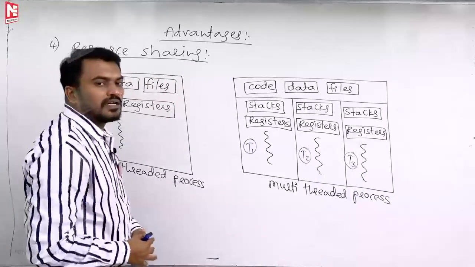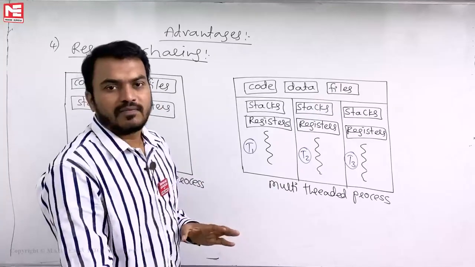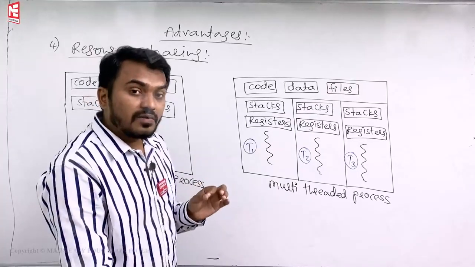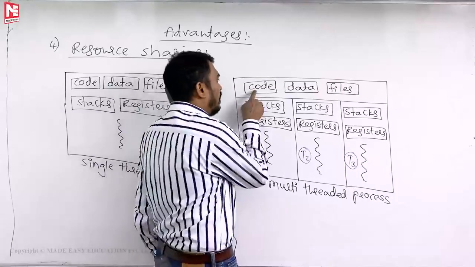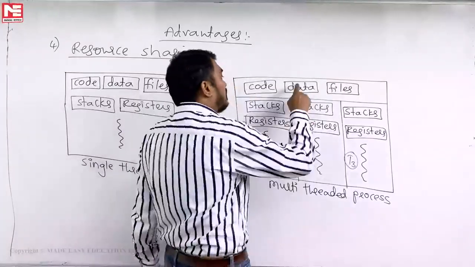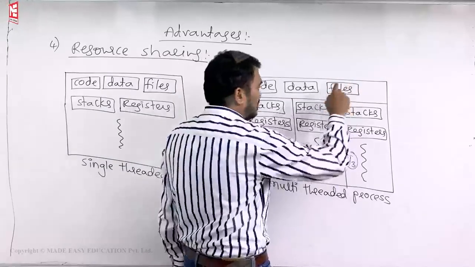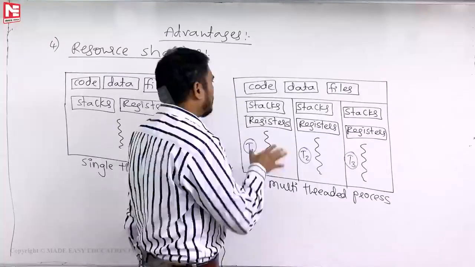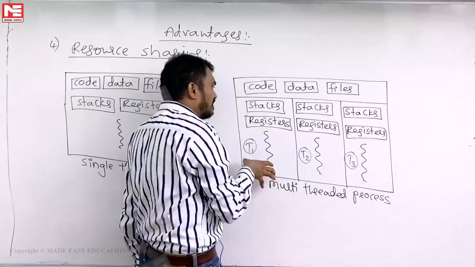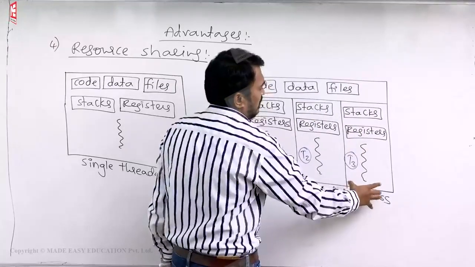Resource sharing. It means what? Whatever the resources the process is having, like code, data in the sense global variables, and files, will be shared among all the threads within the process. Look at here, so that is shared by all the threads within the process. So thread 1 will share, thread 2 will share, thread 3 will share, right?